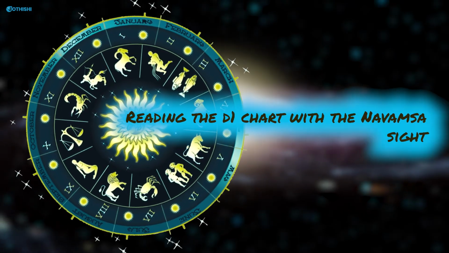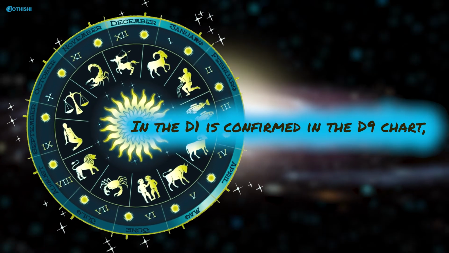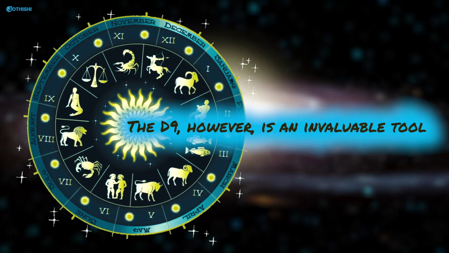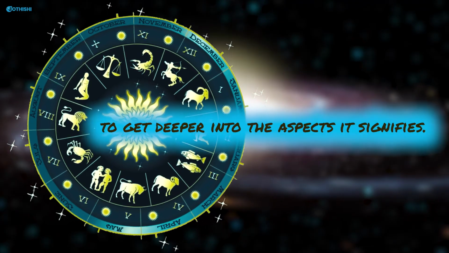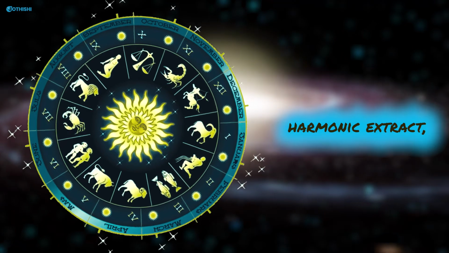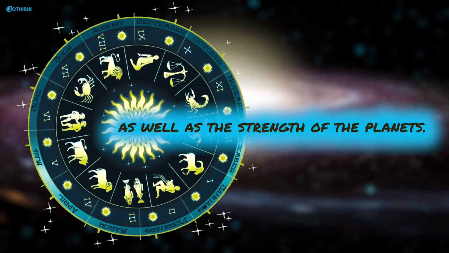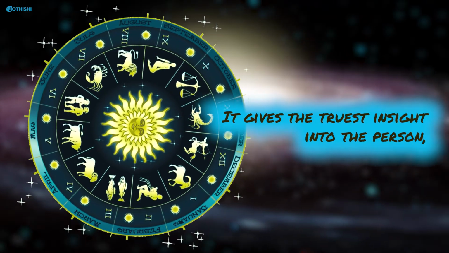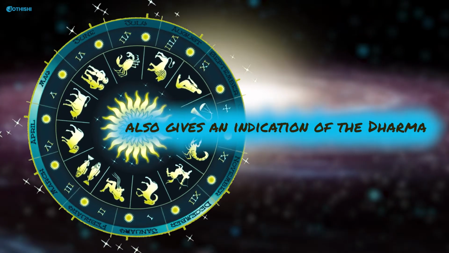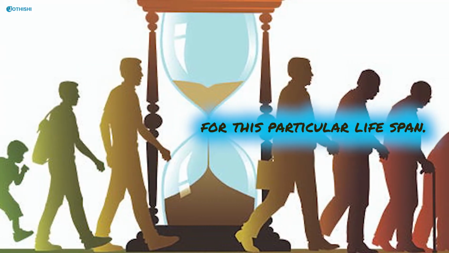Reading the D1 chart with the Navamsa side will help one to see if the indication in the D1 is confirmed in the D9 chart, especially with relation to dharma and marriage. The D9, however, is an invaluable tool to get deeper into the aspects it signifies. Since the D9 is the 9th harmonic extract, we can say that it truly signifies the bhagya or the fortune aspect of the chart as well as the strength of the planets. It gives the truest insight into the person, which is what their life partner is going to see and live with. It also gives an indication of the dharma and the prarabdha karma for this particular lifespan.